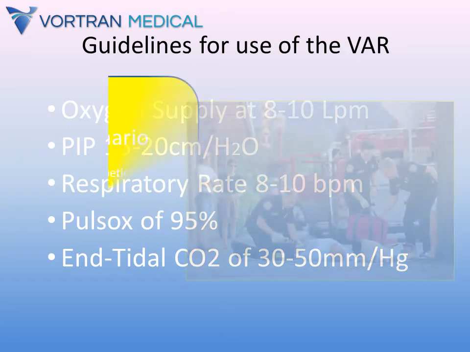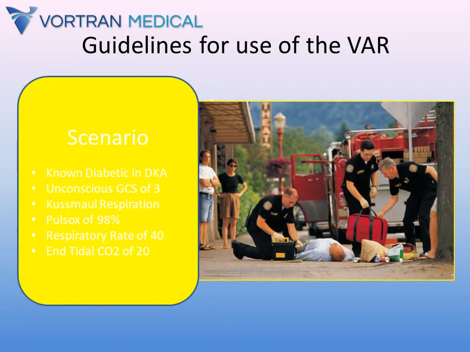Let's look at one common scenario. You arrive on the scene to find a known diabetic to be unconscious in DKA with Kussmaul respiration. The patient has a pulse ox of 98%, breathing at 40 times per minute, and your nasal filter line tells you his end tidal CO2 is 20.